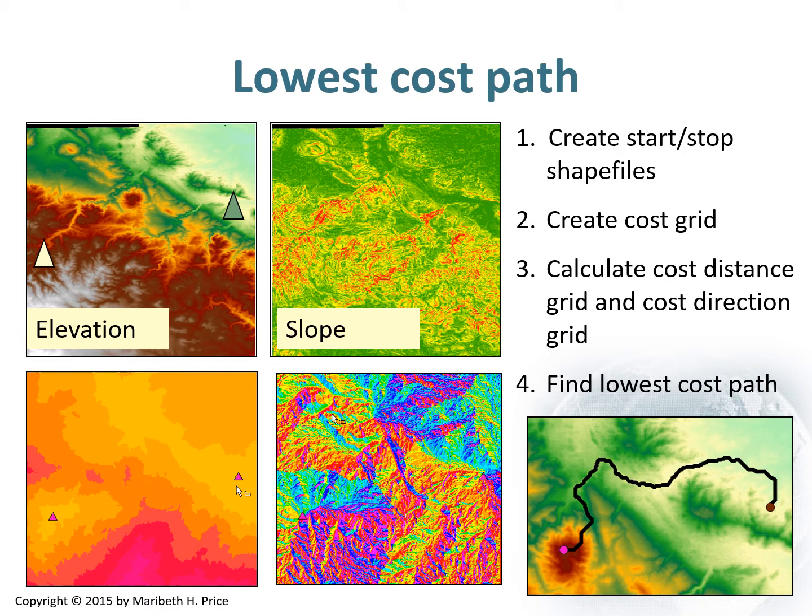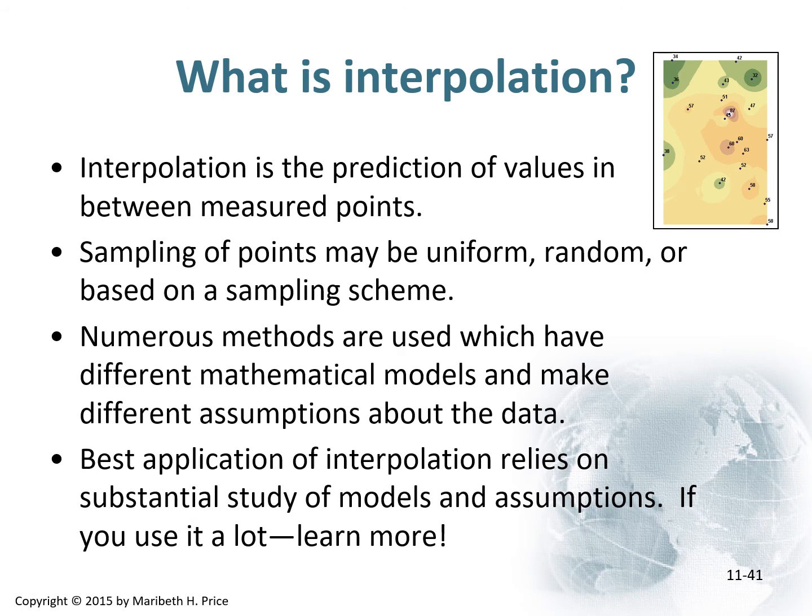Lowest cost path, basically you create start and stop shapefiles, you create some sort of cost grid, you calculate a distance. It's not just like falling out of a wagon simple, but it's very manageable, and it will eventually identify that lowest cost path. I want to talk briefly about interpolation. Interpolation is prediction of values in between measured points.